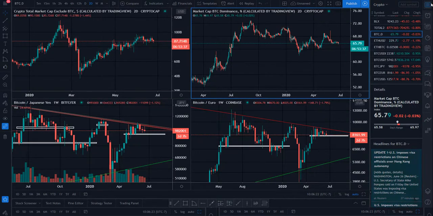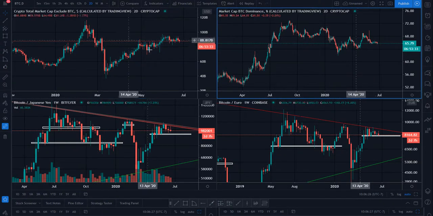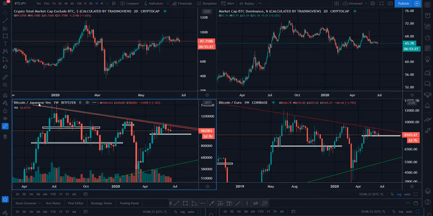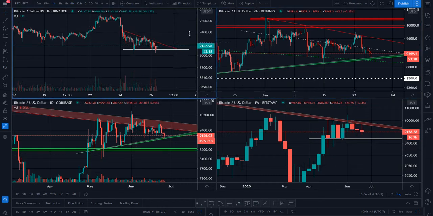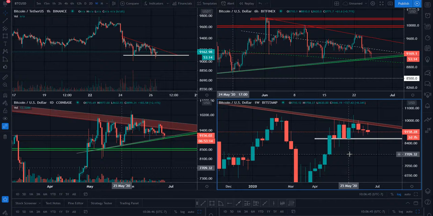We are not really seeing anything on BTC dominance or the altcoin market cap. Don't really see a whole lot. I'm just looking at some pairs where, instead of USD, we're looking at Japanese yen, and we're comparing it to euro. So it's just a quick little analysis. Basically, it looks very similar because BTC is so much more volatile compared to every single other currency. But it's good to know.